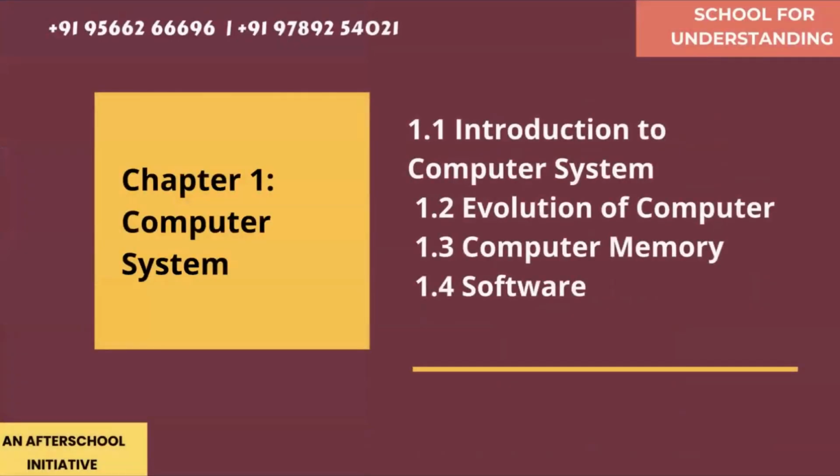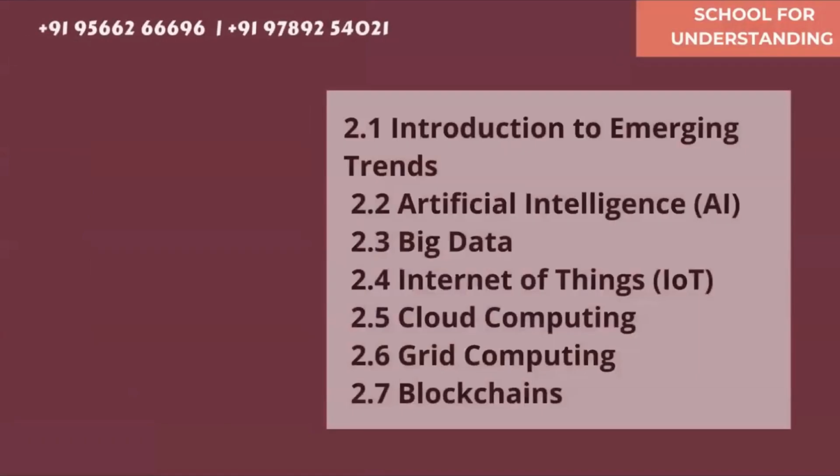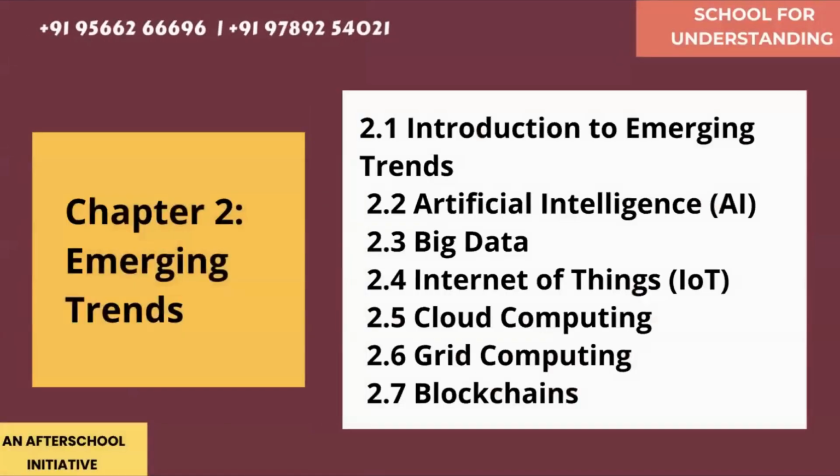Let's begin with Chapter 1, Computer System, where you will build foundational knowledge about computers. The sections are Introduction to Computer System, Evolution of Computer, followed by Computer Memory, and finally, we will be learning about software. Moving on to Chapter 2, which is Emerging Trends. It introduces you to the latest developments in technology.